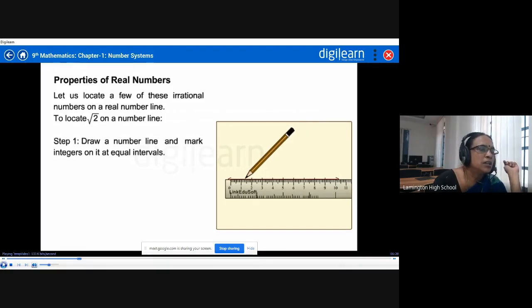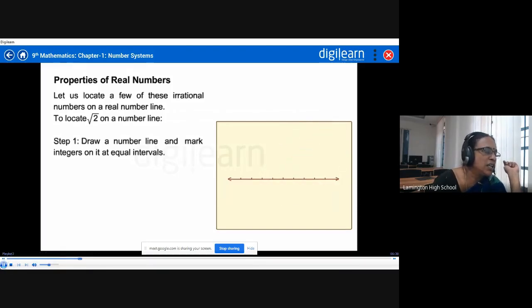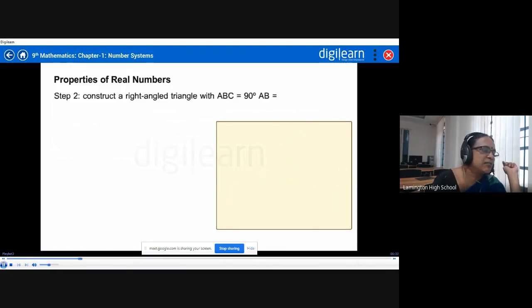Now, in the next classes, we will locate the rational numbers and irrational numbers on the number line. So try at home to solve the problems in exercise 1.1, okay? And we will discuss later. Okay, fine.